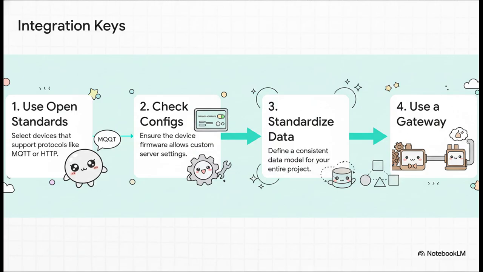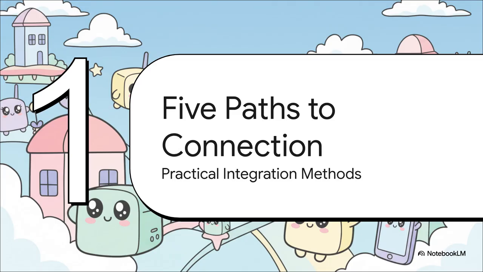1. Go with open standards. Pick devices that support flexible protocols like MQTT or HTTP. 2. Check the settings. Make sure the device firmware actually lets you change where it sends its data. 3. Standardize your data model. From day one, define a consistent data structure for your whole project. And 4. Don't be afraid to use a gateway when you need one, to act as a translator for older or more complicated systems. Okay, so that's the high-level strategy.